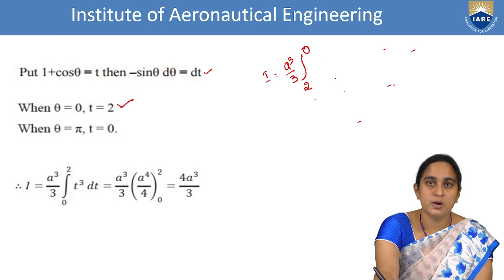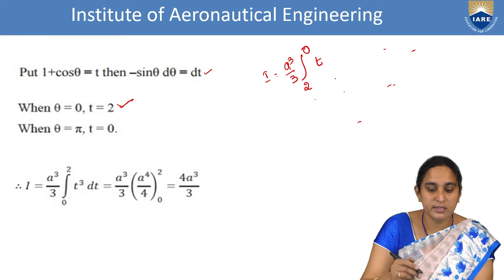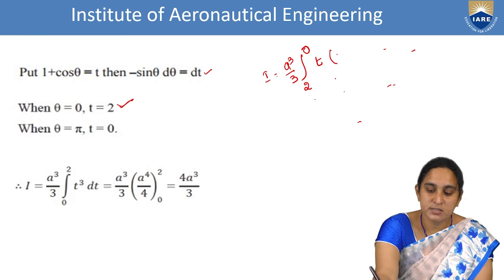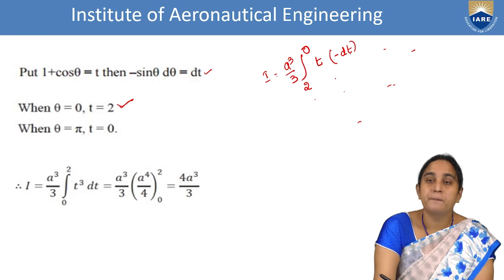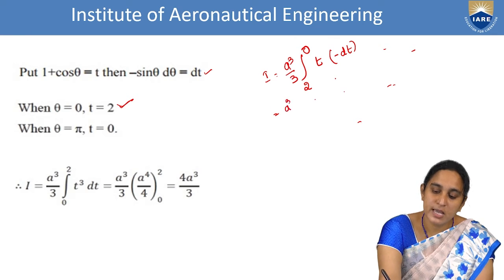And what about 1 plus cos theta? T. 1 plus cos theta as t, and sin theta d theta is equal to what? Minus of dt. Once you see this, it is equal to what? A cube by 3 into integral of 2 to 0 minus t into dt.